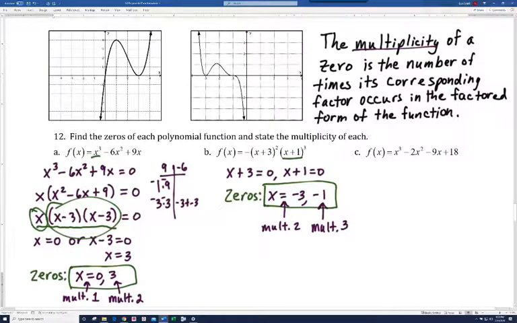All right, I would encourage you to try C. You're going to need to factor it, and then you're going to need to tell me the zeros and the multiplicity of each.